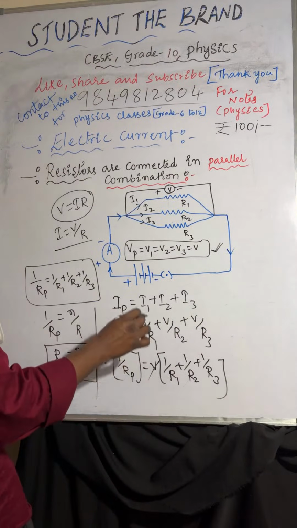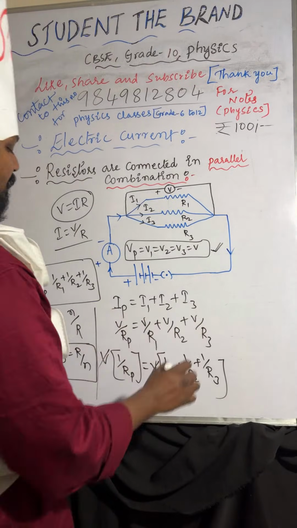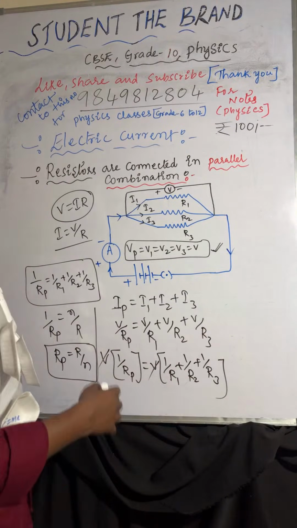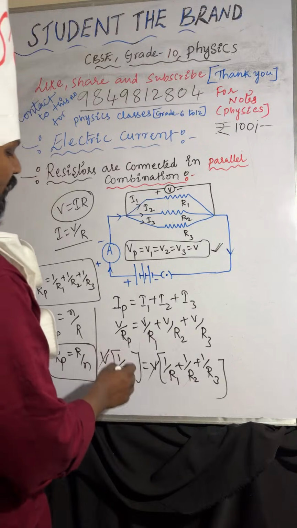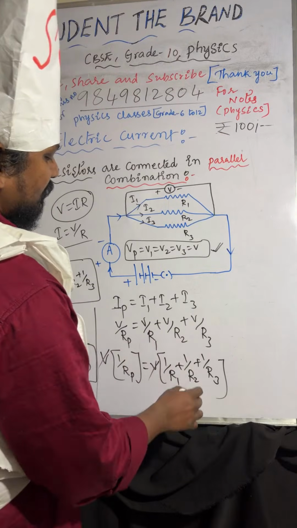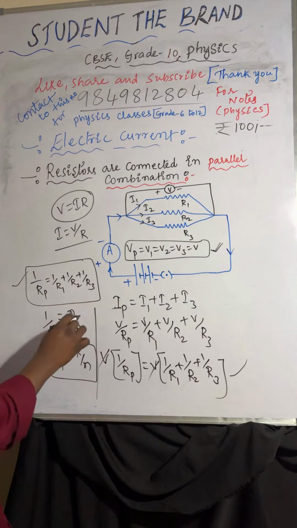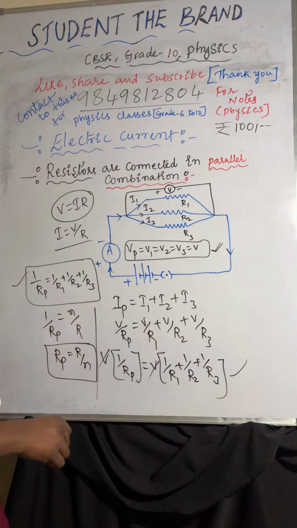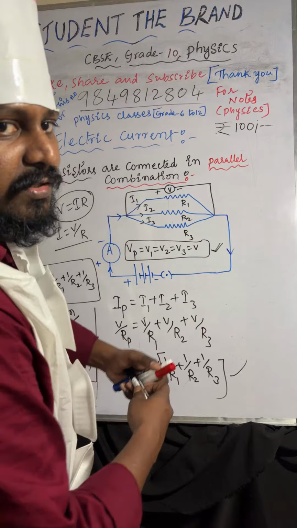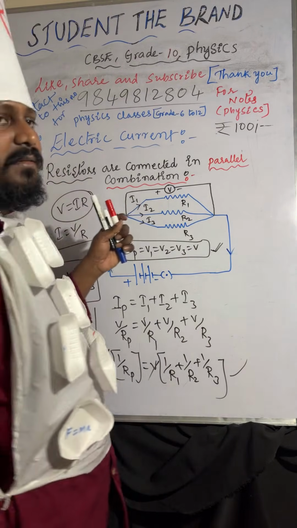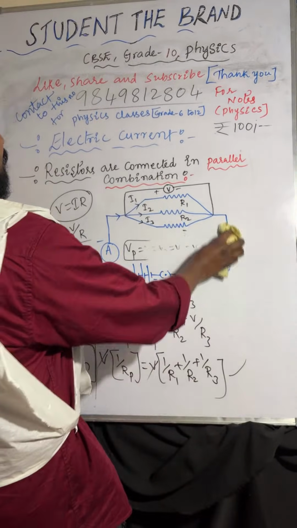So V by Rp equal to V by R1 plus V by R2 plus V by R3. So V I am taking common, so V will get cancelled. Then the remaining values are 1 by Rp equal to 1 by R1 plus 1 by R2 plus 1 by R3. Then we can observe here 1 by Rp equal to n by R, Rp equal to R by n. I hope it is very clear. So this is about resistors connected in parallel combination.